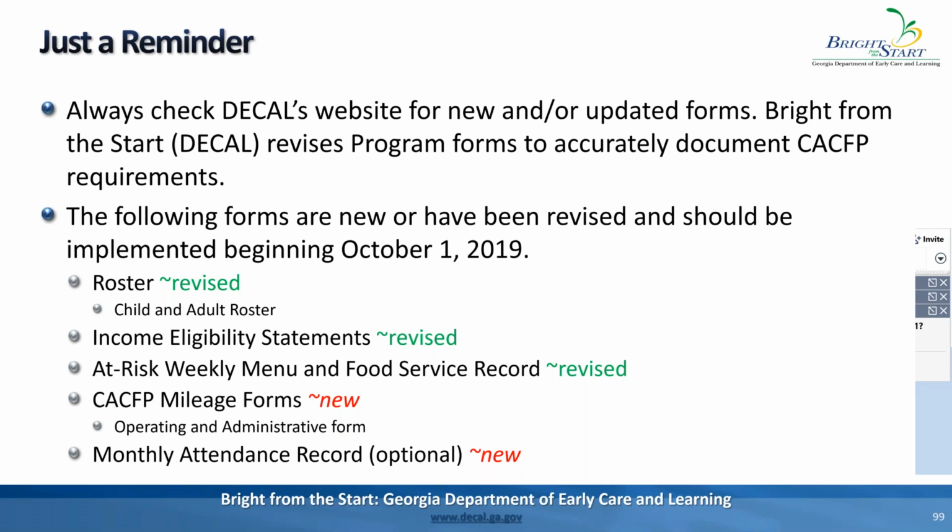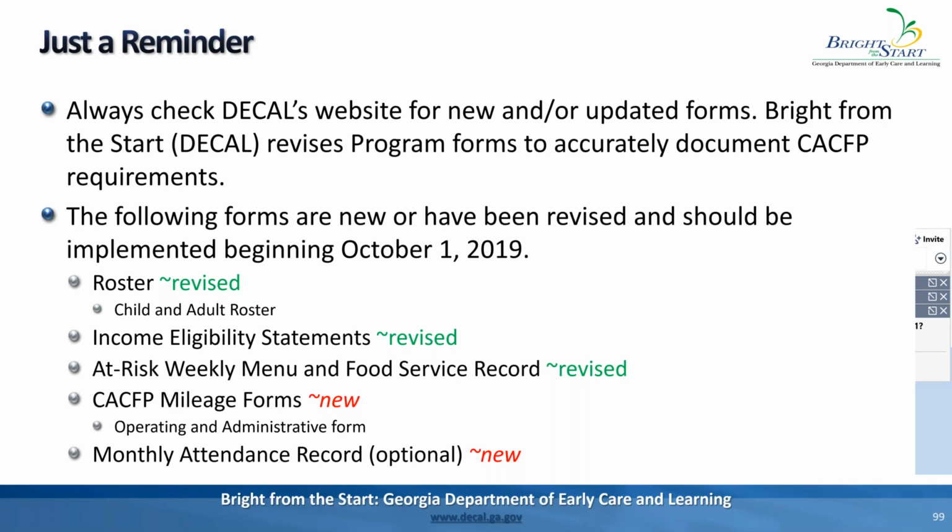These are just a heads up. The roster is being updated, which we will go over a little bit. That's the child and adult roster. The income eligibility statement is being revised. You will not have to redo the income eligibility statements that are done now, but when they become expired, you must use the new form. And when new enrollees enter, you must use the new form at that time.